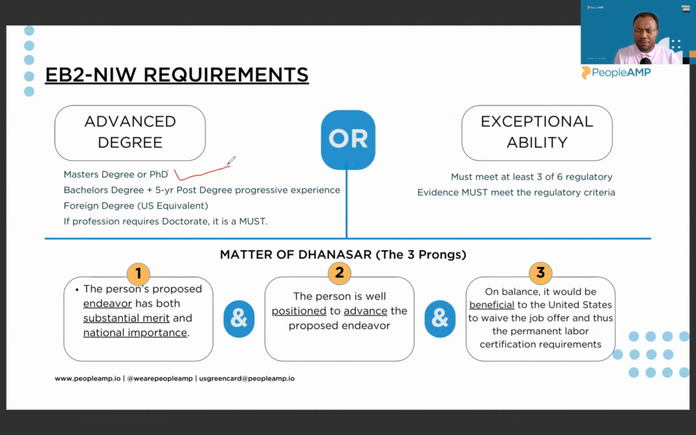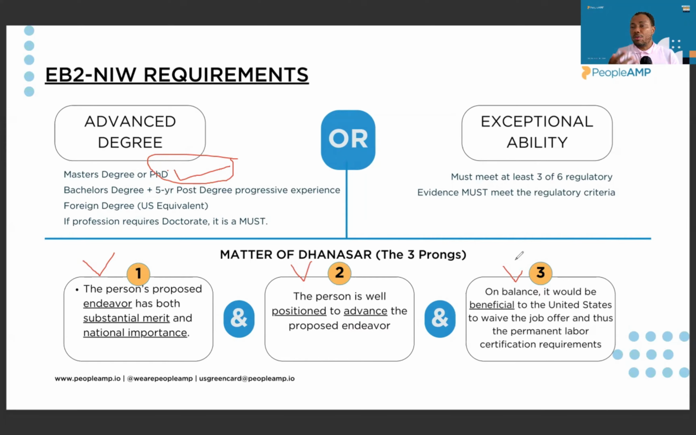Because this individual has a master's degree or PhD degree, it means this individual does not need anything more for this top part. This person just needs to come straight to prong 1 and prove prong 2 and prove prong 3. That is the case study for that individual.